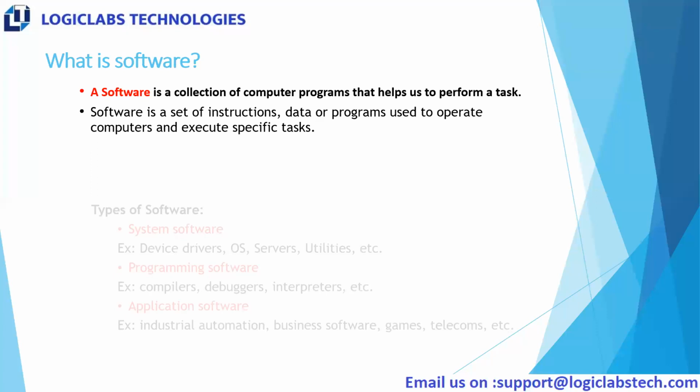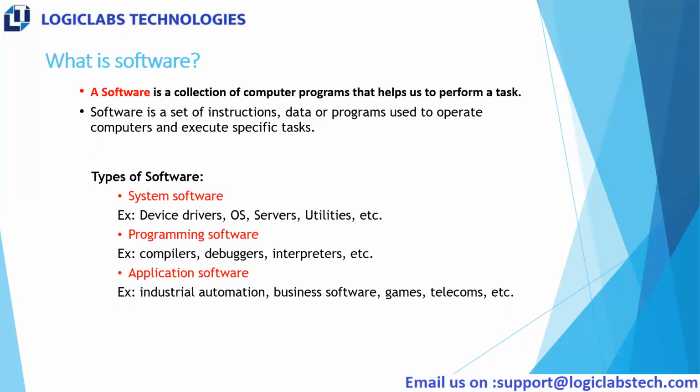So how many types of software do we have? System software, programming software, and application software, right? So when we say system software, what comes under that? Device drivers, operating systems, servers, utilities. These will be called system software.